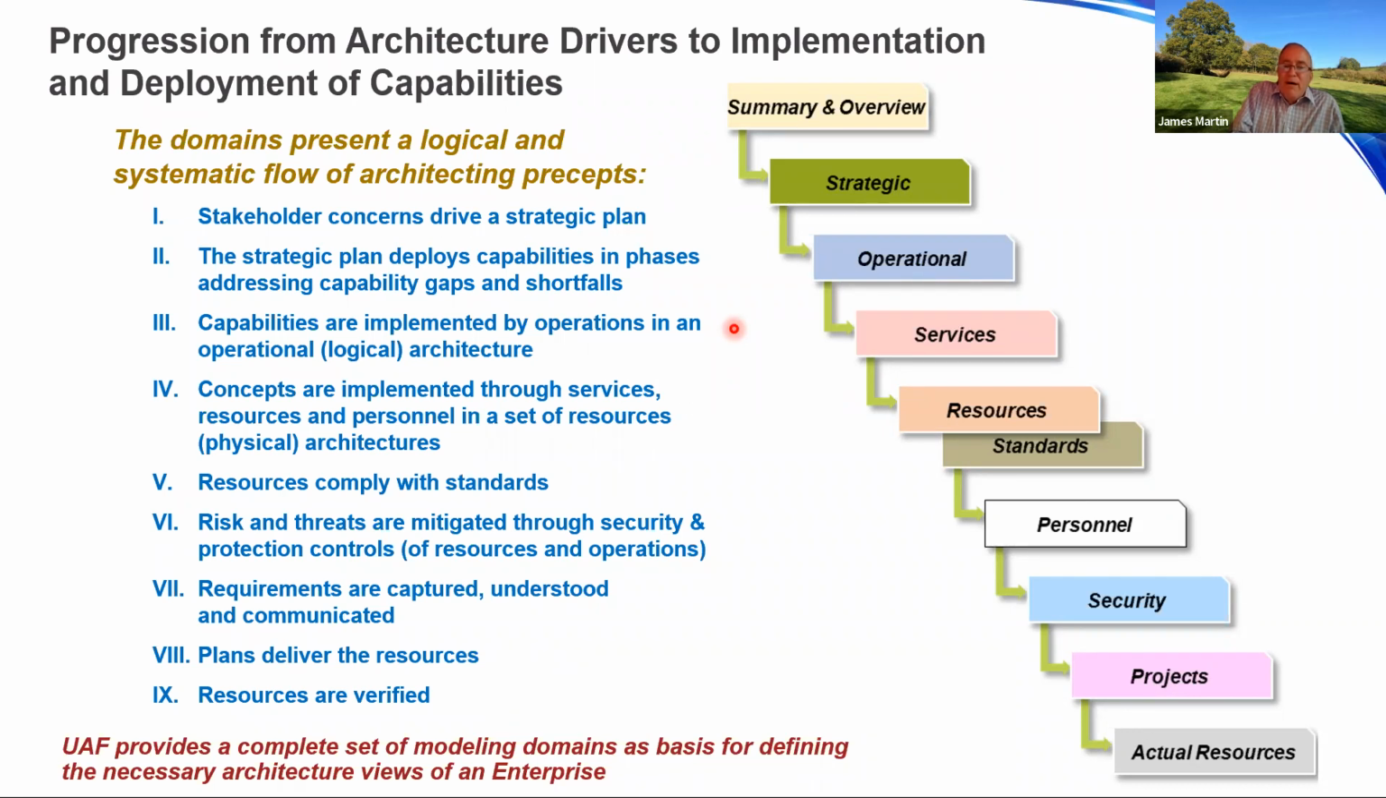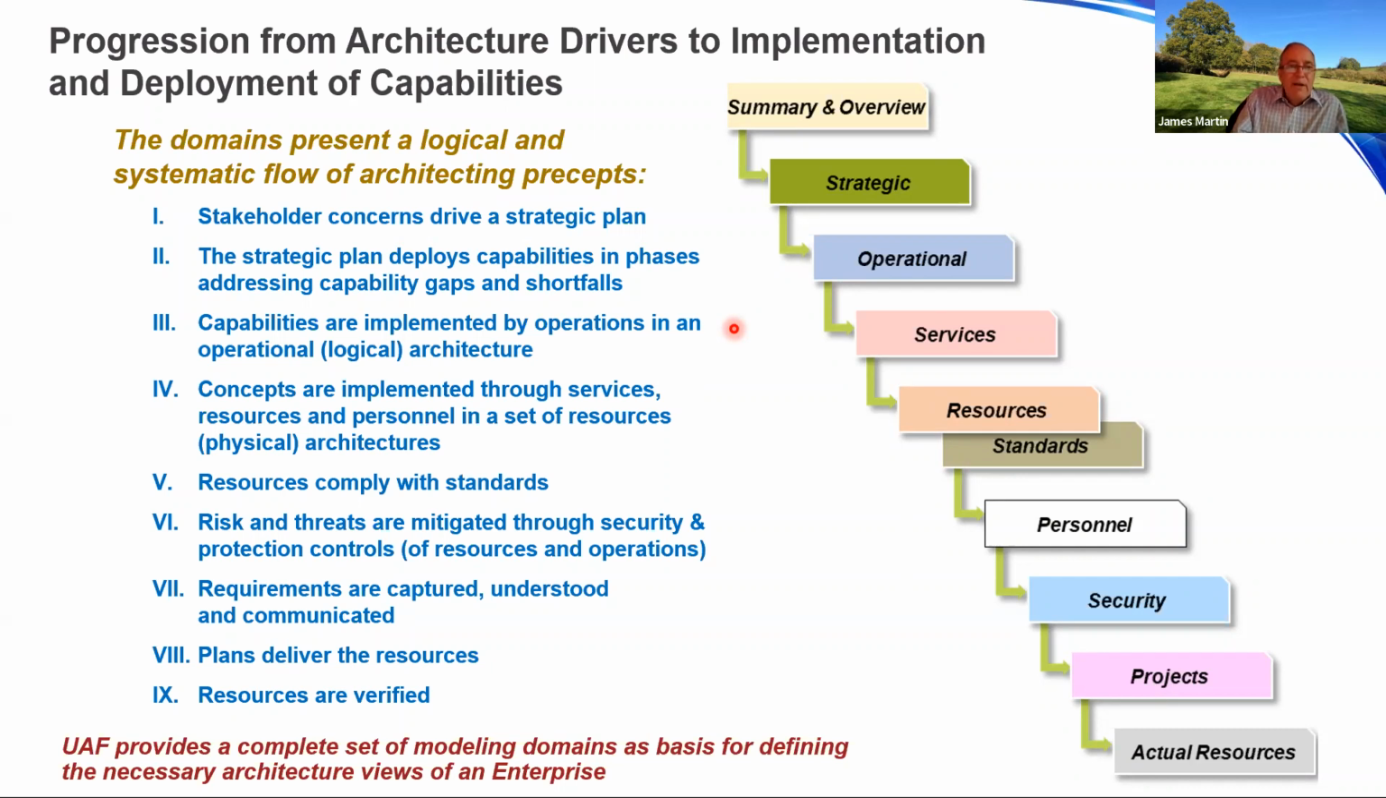So everything above the actual resources is abstract in the sense that these are just definitions of the things that are in the architecture, but those definitions are used by engineers to design solutions that end up being built and put into the real world in the form of actual resources.